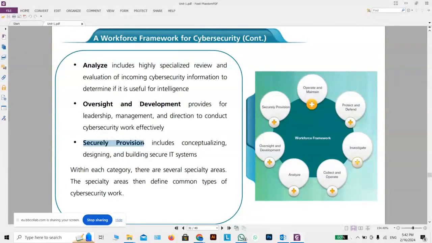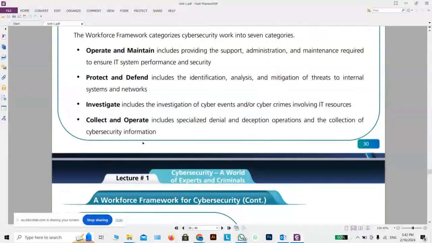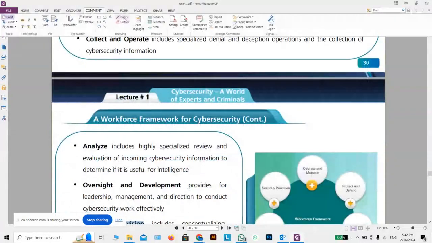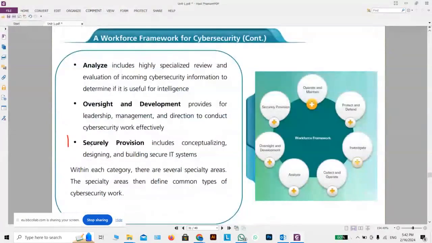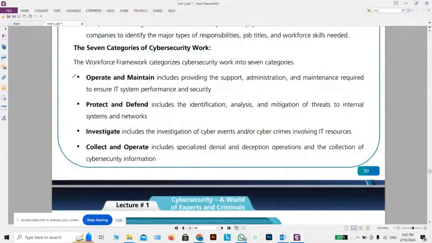Okay, then look at the second one where we have operate and maintain. Let me write it down here. Here is the first one. And the second one here, operate and maintain. And it is very clear that in this phase, we are responsible for supporting, maintaining, and administration for effective and efficient use of IT systems.